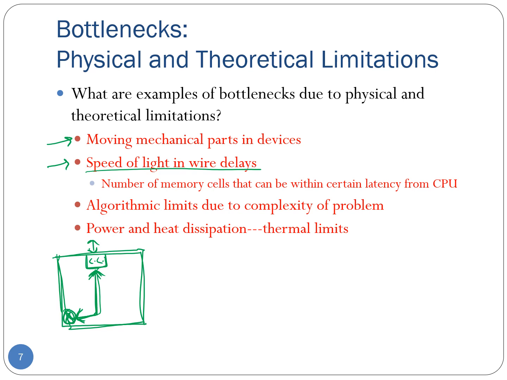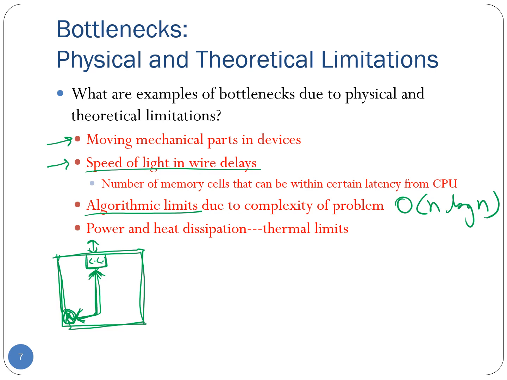Another source of theoretical limitation is basically the complexity of algorithms. So for instance, the fastest you can sort a general piece of data is order of n log n.